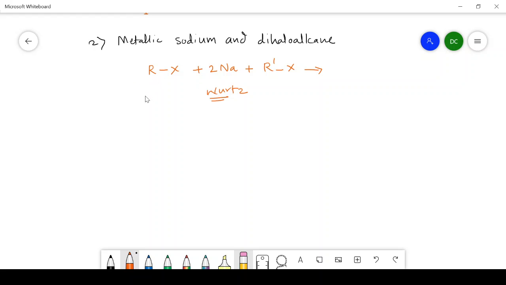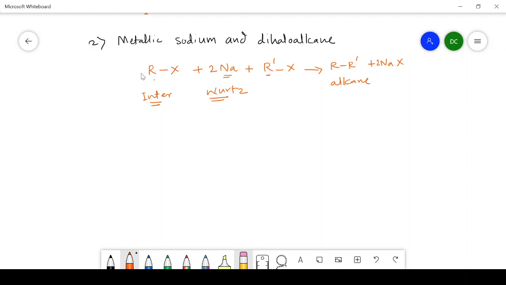But this is an intermolecular reaction. So there are two different molecules of alkyl halides. When they are heated in the presence of metallic sodium, then these R and R' combine to form an alkane. So this is the famous reaction which is used for the preparation of alkane.